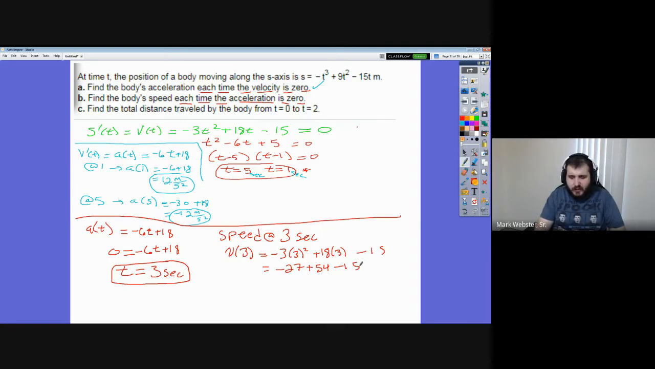And then you do that. 27 and 15 make 42. So we want 54 minus 42, which is 12, right? So the velocity at 3 is 12, but we want the speed. The speed at 3 is the absolute value of 12. Speed, I'm going to do SP, and that is still 12.